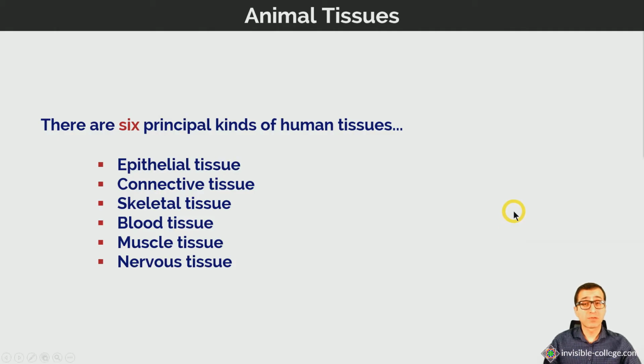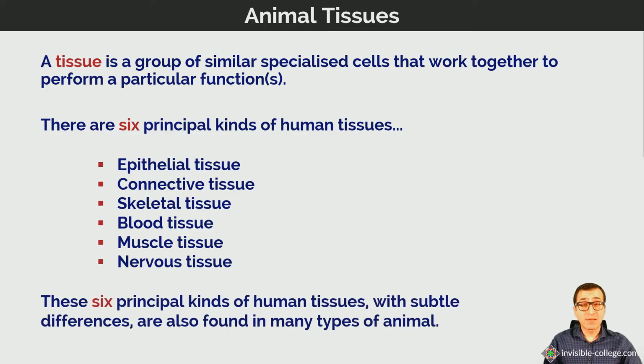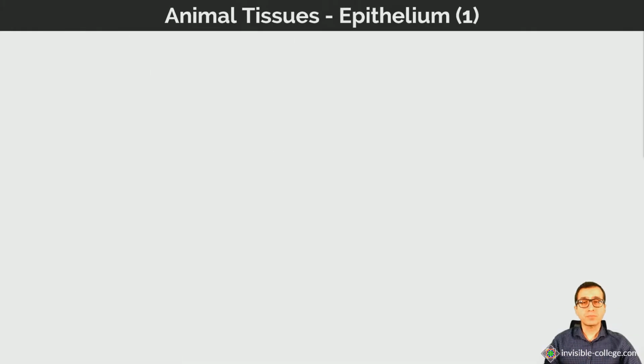So if we look in humans, for example, we will find epithelial tissue, connective tissue, skeletal tissue, blood tissue, muscle tissue, and nervous tissue. These can be thought of as the 6 main types of tissues. And again, a tissue is a group of similar specialized cells that work together to perform a particular set of functions. So these 6 principal kinds of animal tissues, with subtle differences, are found in many different kinds of animal. We're going to be looking at them in humans in particular, but they're found in all kinds of different animals.